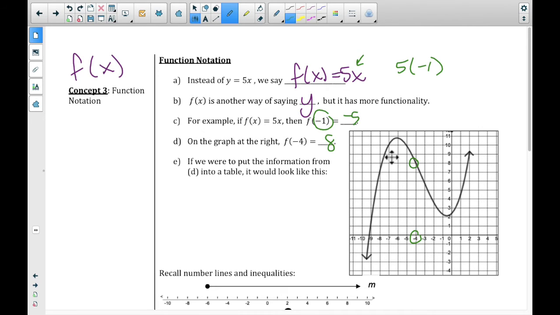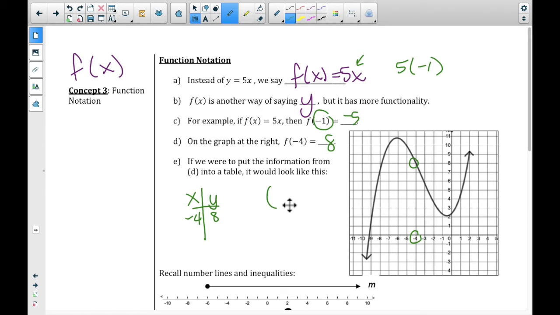So we need to know how to look for it on the graph, and we need to know how to plug it into the equation. We could also express this as a coordinate or even as a table. So for instance, if this was a table, then my x would be my -4 and my y would be my 8 because my x was my input, my y is my output, or my x is over here and my y is up here.